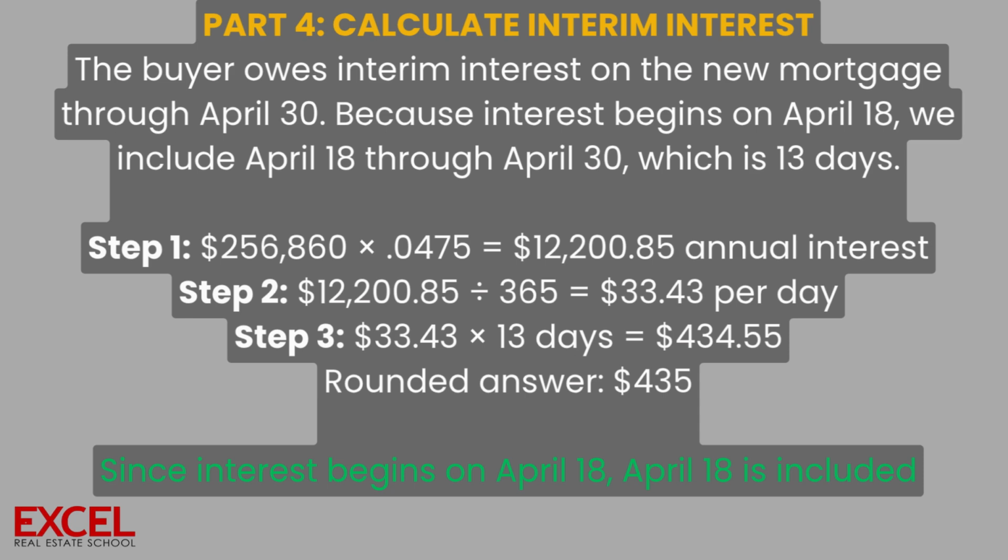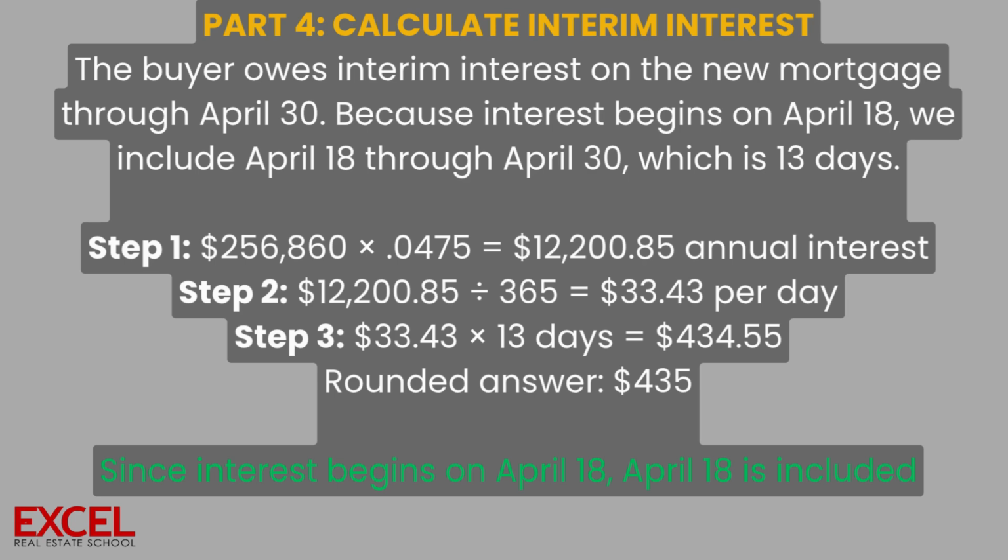Now, we're going to take the remaining days of the month. We're going to take that $33.43 times 13 days left in April of when the buyer will own that house. That gives us $434.55. We're going to round that, which gives us $435. So we round it up, and that's $435. So be careful when counting the days. Since the interest begins on April 18th, April 18th is included in the count.